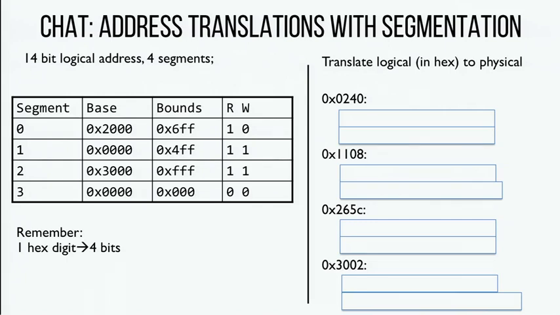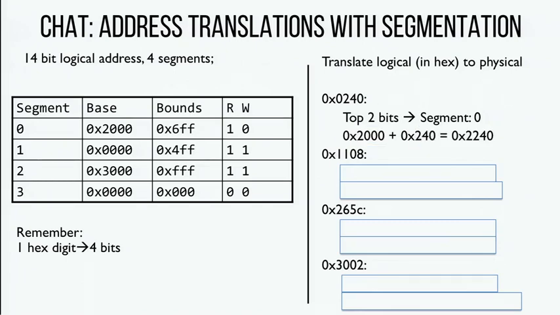Okay, so this logical address has a segment number of 0, right? The top 2 bits are telling me that it's segment 0. I then look and make sure that 240 is within the bounds and that we have read permission to this segment. And then I'm going to add the base to the offset within that segment that we are accessing in order to get our physical address. So that leads us to 2000 plus this offset 240 to get this as our physical address.